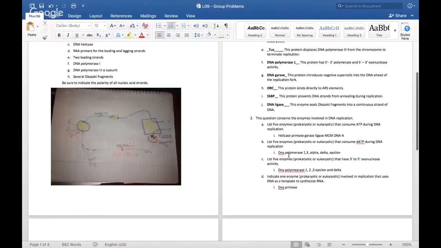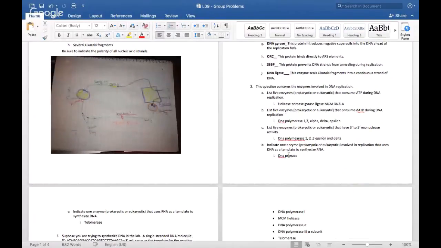Now on to question 3. It says list 5 enzymes, prokaryotic and eukaryotic, that consume ATP during DNA replication. We're going to have helicase, primase, gyrase, ligase, and DNA A. B says list 5 enzymes, prokaryotic and eukaryotic, that consume dATP during DNA replication. We're going to have DNA polymerase 1 and 3, and alpha, delta, and epsilon also.